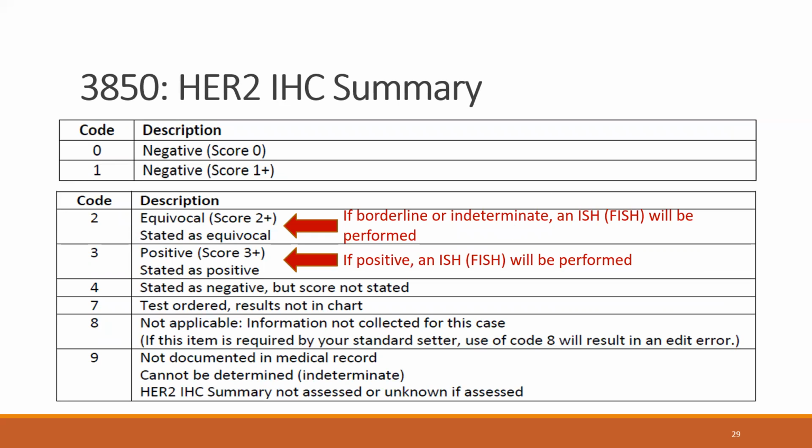And so here are the codes. And you've got a couple different codes for negative. A score 0 could be a negative, a score 1 plus could be a negative. You also have code 4. It might state HER2 IHC negative, but not give you a score. So at least you have the option of coding a negative. So look at the scores here for a minute.